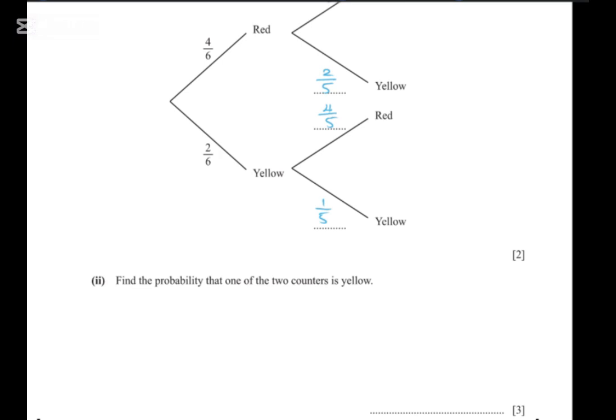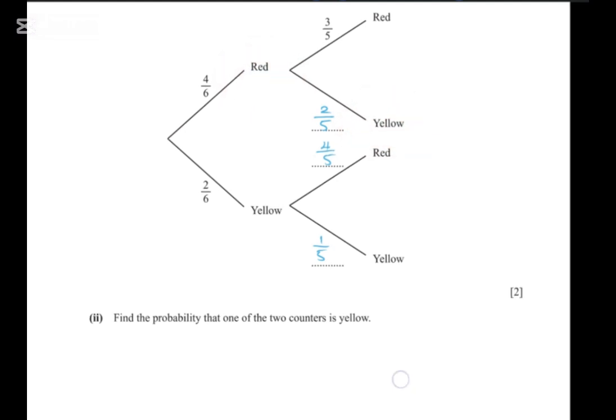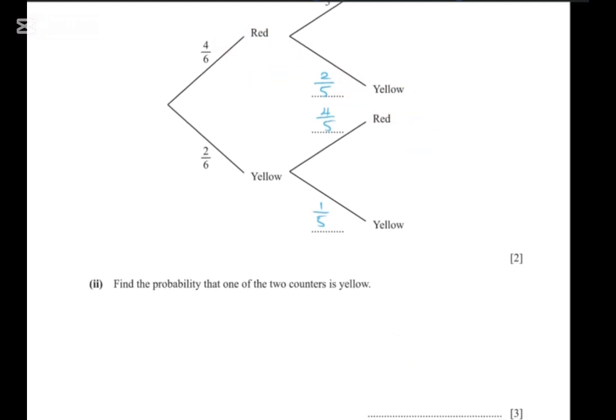Now, for one of the 2 counters being yellow, we need to multiply yellow counter and red counter, and then multiply red counter and yellow counter and add them. So here what you will do is 4 by 6 into 2 by 5 plus 2 by 6 into 4 by 5. So that will be 8 by 30 plus 8 by 30.